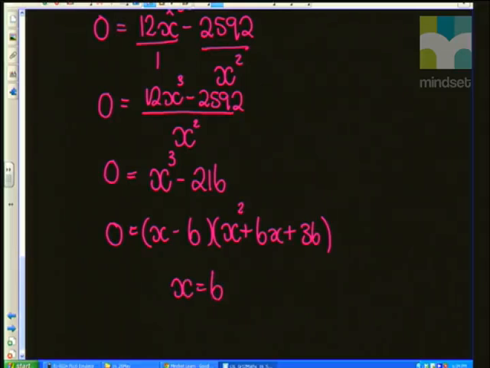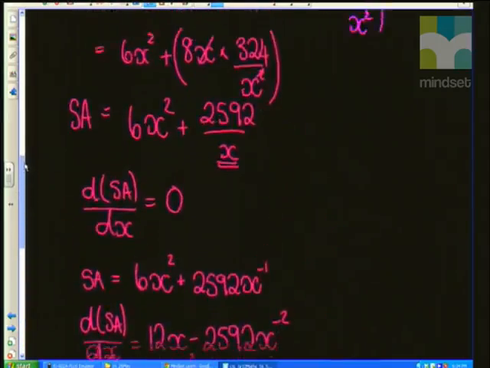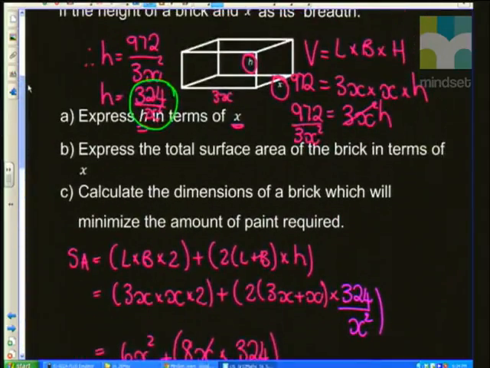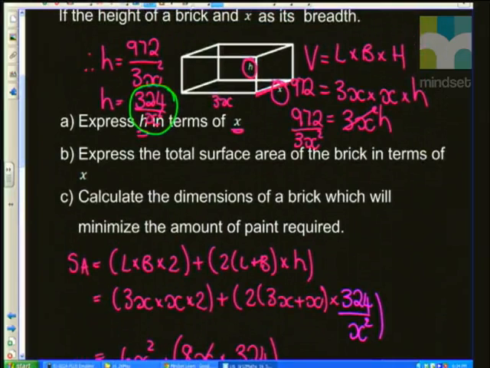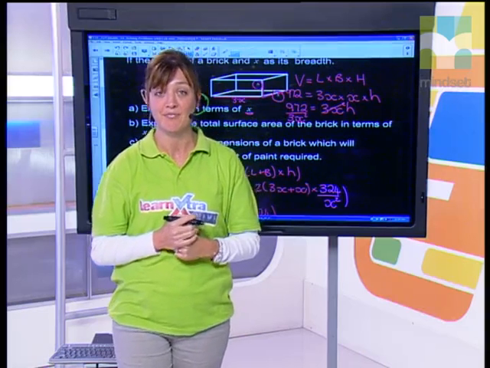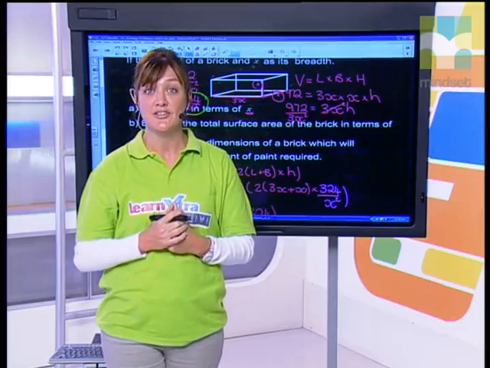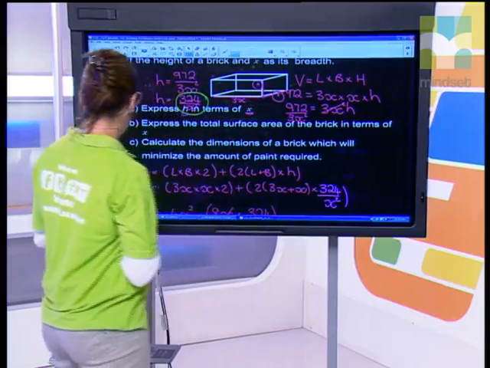So the question wanted to know, what were the dimensions of my brick? So all the way back to the beginning. My breadth would then have to be 6 millimeters. My length would have to be 3 times 6, which is 18. And my height would have to be 324 divided by 6 squared, which is obviously 36. And that would give you your height. Okay, there we go. So I hope that you guys understood that. And let's have a look at another example.